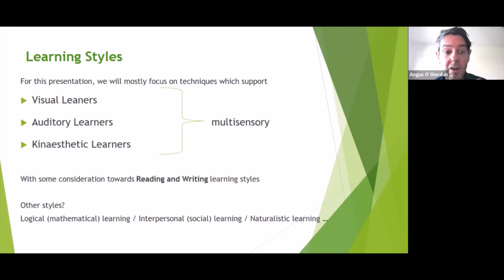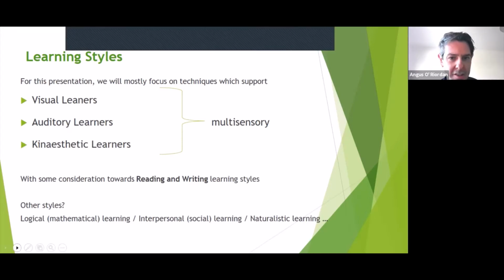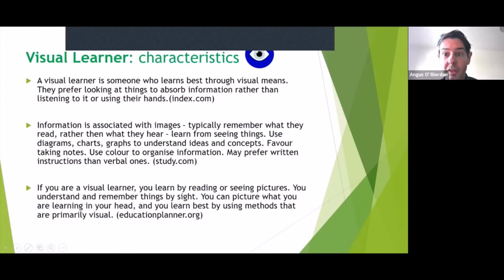And then I suppose there's a multiplicity of information out there about various learning styles. They do consider that there's also the idea of a logical learner, people who like that kind of more mathematical process, the interpersonal or social learning, people who are very good with emotions and understanding feelings and working with people. And then the naturalistic learner who feels more at home learning in nature. But as I say, we're going to focus mostly on visual learners, auditory learners, and kinesthetic learners for this presentation. Okay, so moving on to the first one, which is the visual learner.